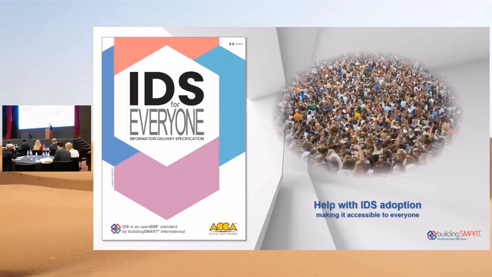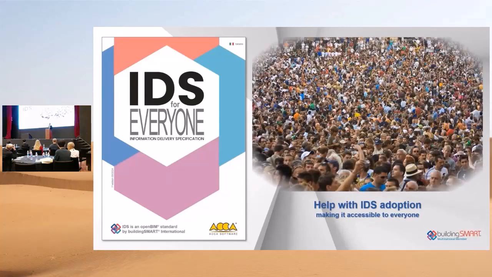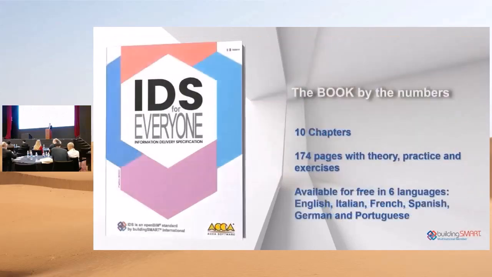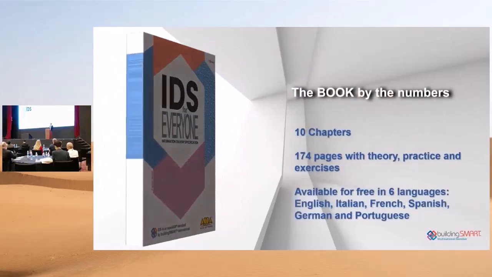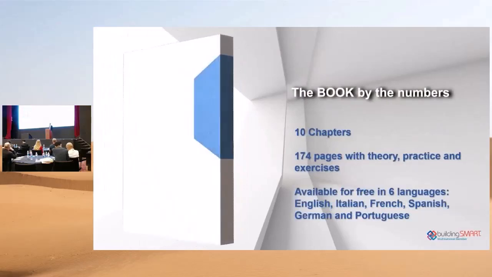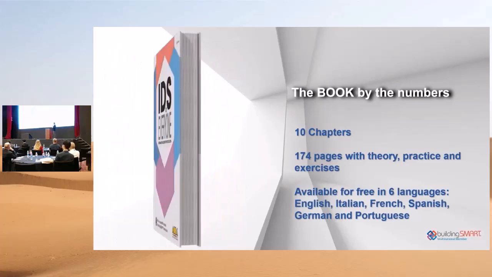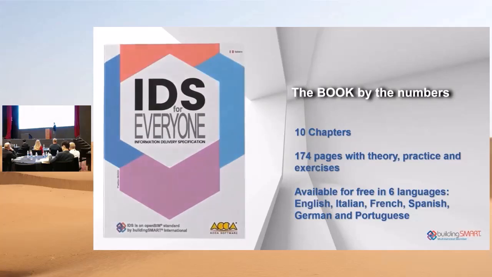And it is precisely these challenges that made us share the acquired know-how in this book so that IDS can quickly become accessible to everyone and truly be the standard we expect. The book, as you can see, is composed of 10 chapters and 174 pages with theory, practice, and exercises, and is freely available in 6 languages.